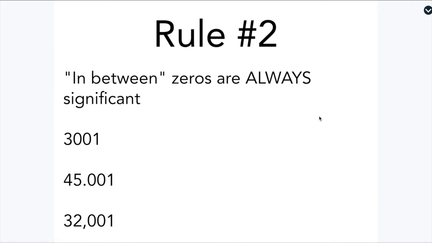Rule number 2, in between zeros are always significant. In between means zeros that fall between non-zero numbers. So here you're looking at 3001. Because those zeros fall in between 2 non-zero numbers, we count them as significant. So 3001 has 4 significant figures. 45.001: the zeros fall between a 5 and a 1, and so they are counted as significant, even though they are in the decimal. And so this has 5 significant figures. 32,001: the zeros fall between a 2 and a 1. Therefore, they are both significant, and those would be counted as sig figs. So 32,001 has 5 significant figures.